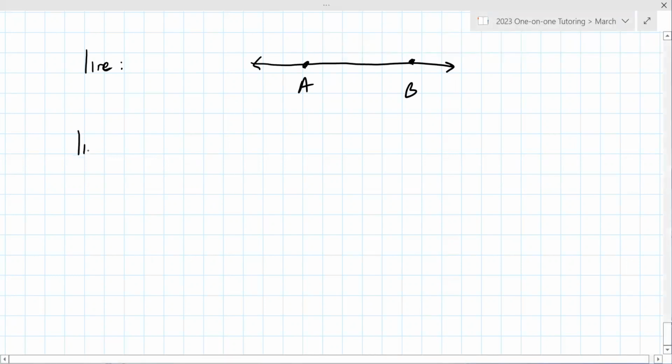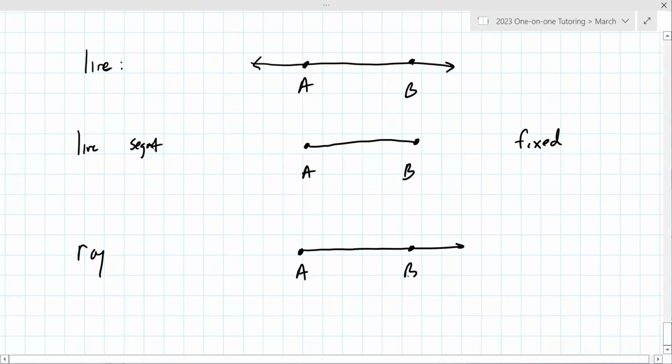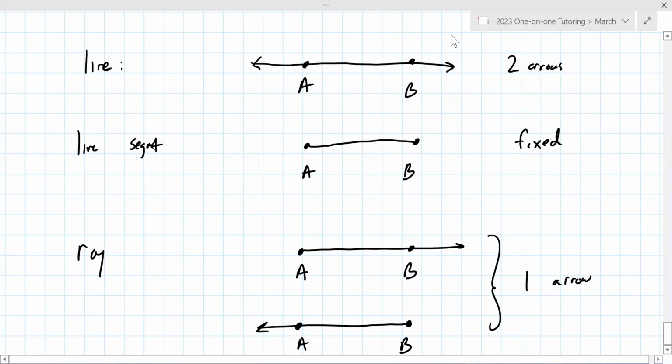Now, a line segment, this is what's different. A line segment does not have arrows on each end. It's just fixed on each end. Do you see that? Yeah. Now, a ray is kind of in between. It has a fixed part, and it either goes to the right, or it has a fixed part and it goes to the left. But do you see how it only has one arrow? Yeah. And a line has two arrows?